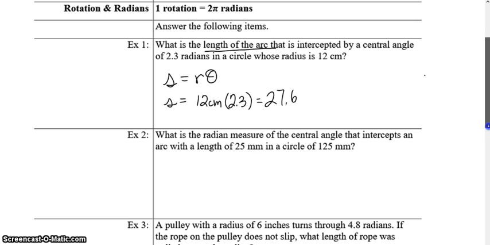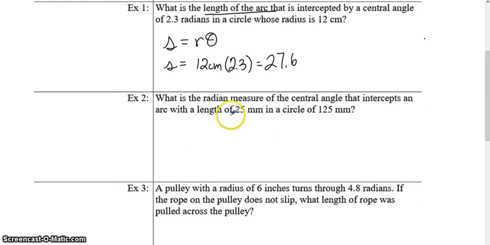Okay, so come down to here. What's the radian measure of the arc? Oh, that would be centimeters. Gotta put the unit. So radian measure of the central angle. So this time, what's the measure of that angle? The arc has 25 millimeters. The circle has a radius of 125 millimeters.